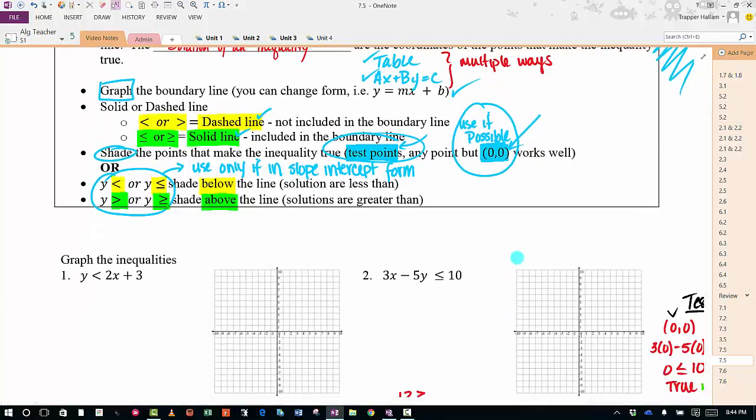Then test it, just like we saw in the investigation above. If it's true, we shade that side. If it's false, we shade the other side. That's what a test point says. True is shade this side. Let's write that down: true equals shade, and false equals shade the other side.